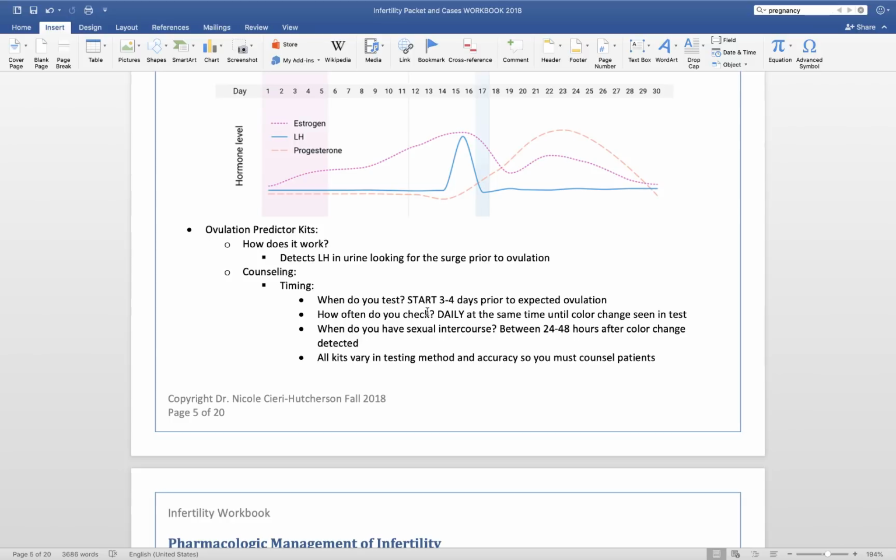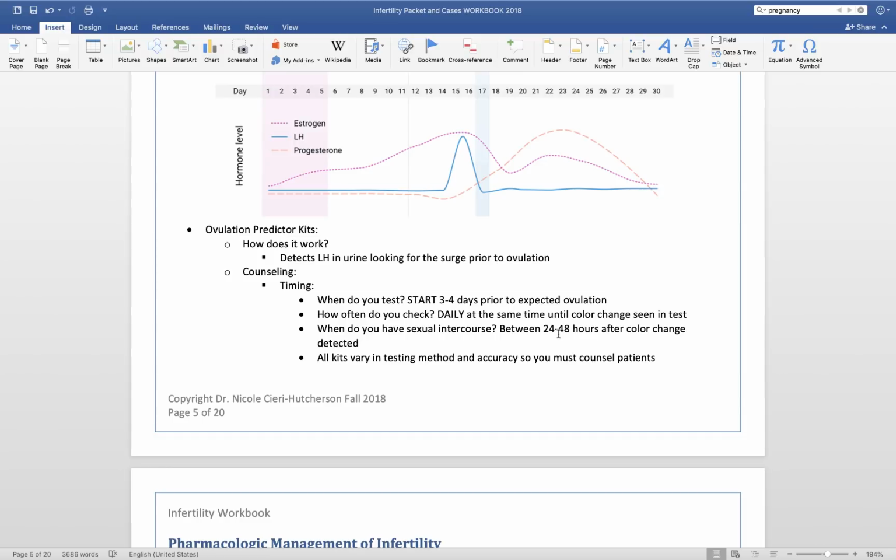It'll look just like a pregnancy test where another line appears, or there are some that are more sophisticated that might have additional information. But they'll keep going until they see that color change. And then that's when they know that LH has been released and that ovulation will occur in 24 to 48 hours after that color change. So they should be counseled to have sexual intercourse 24 to 48 hours after the color change is detected.